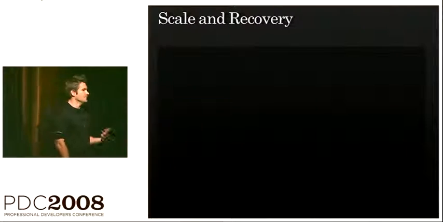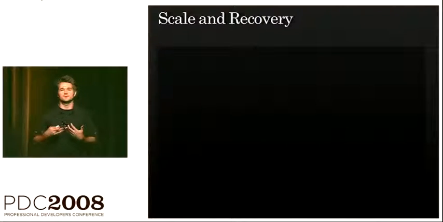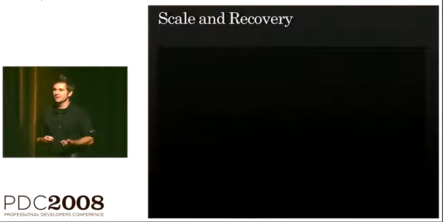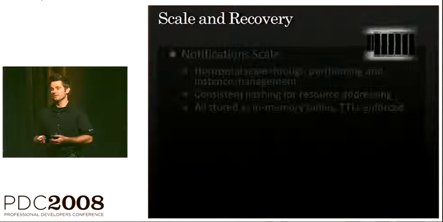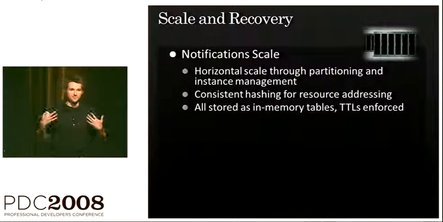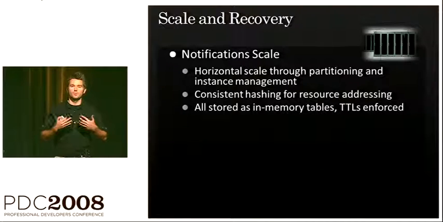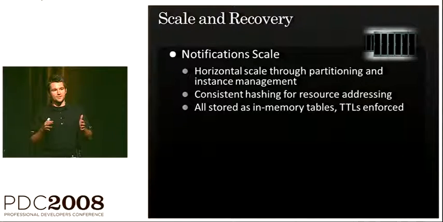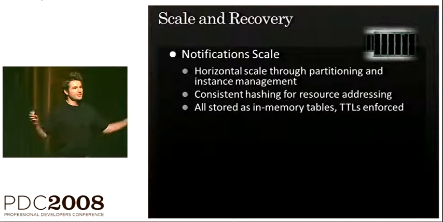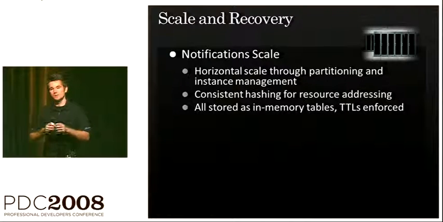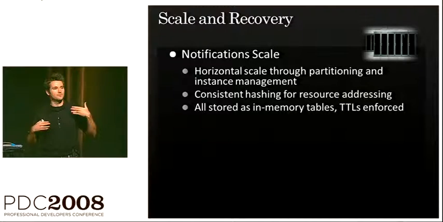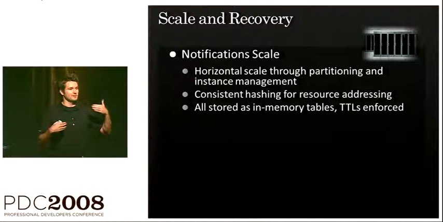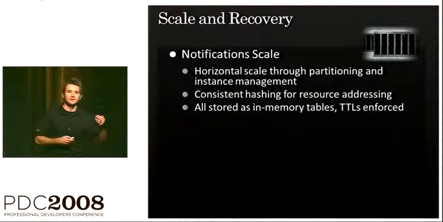So a couple of obvious questions come up when we talk about subscriptions and notifications. The first is scale, the second is recovery. How do we think about scaling this service to hundreds of millions of subscriptions? We refer to this as horizontal scale. So how do we scale out the service horizontally? How do we bring up multiple instances? How do we ensure that each of those instances is consistent about the resources that it manages?